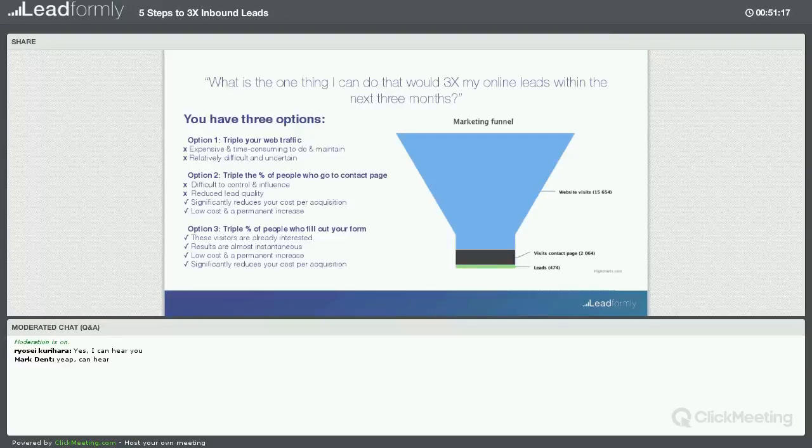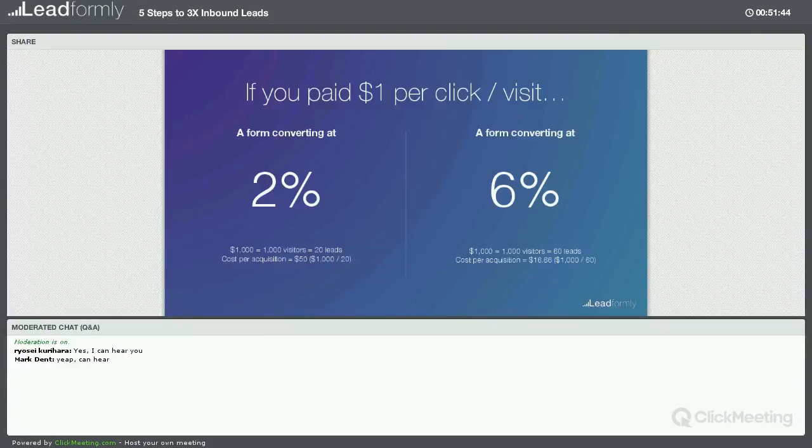So the results are quick. It's low cost. It's a permanent increase. It significantly reduces your cost per acquisition. And relative to tripling web traffic and tripling the percentage of people going through to your contact page, it's relatively easy, because as marketers, we typically don't do forms very well. So there's a lot of opportunity to actually increase the results at the bottom of the funnel.